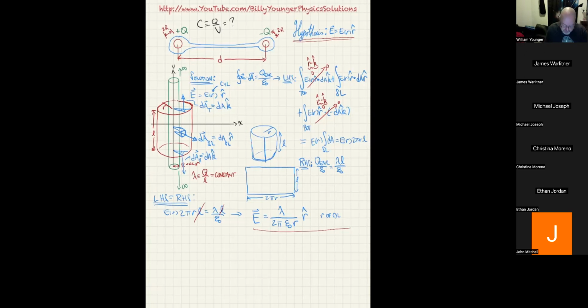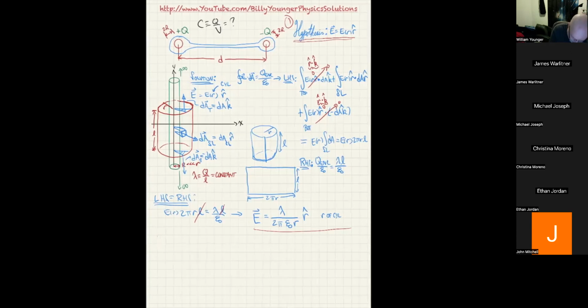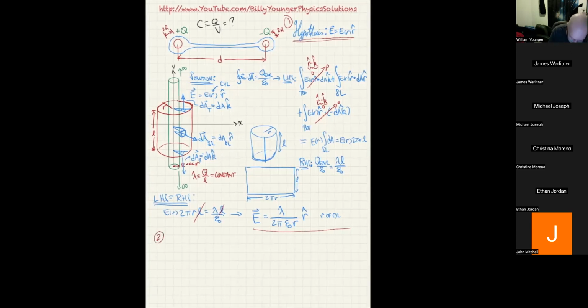Now, what I want to do is calculate the voltage. So that was all step 1. Now, step 2 is me calculating delta V, which is always V final minus V initial, equal to the negative integral of E dot dL. So I've got to calculate the voltage difference from, let's say, one inside edge of the wire to the other inside edge of the wire.